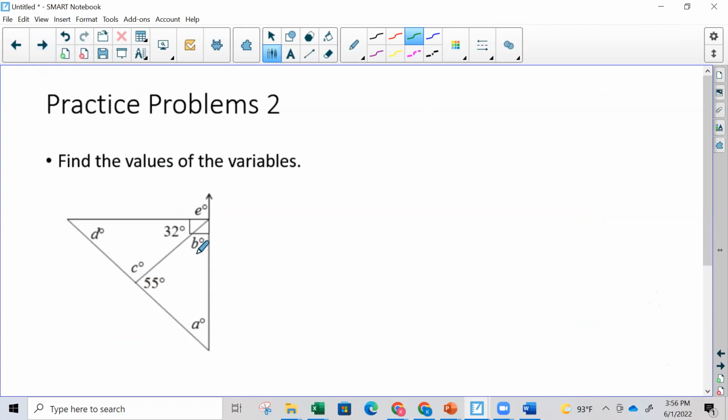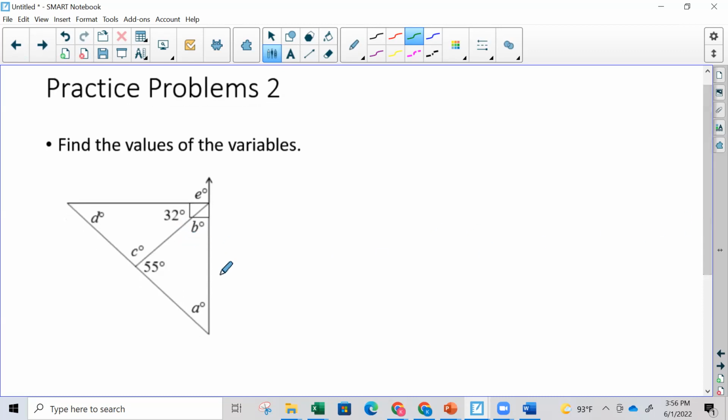So this one, we are finding all the variables. There's a lot more, but it's a similar idea to the one we just did. So again, see first if you have a triangle with two of the angle measures and you're only missing one, which unfortunately is not here. I have D, C, and 32, so I can't find them right now. I have 55 and B, A, so that doesn't really help me.